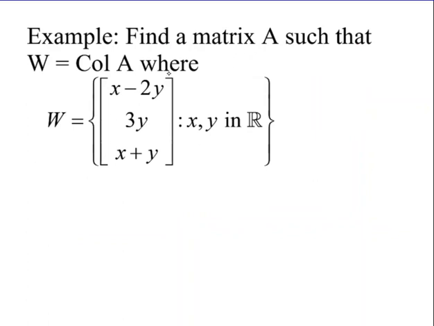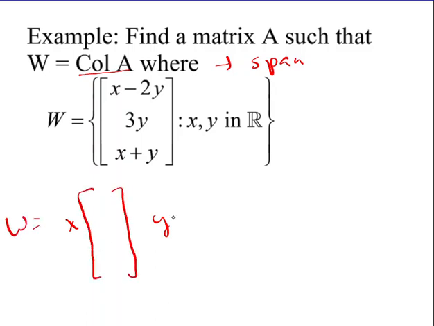So find a matrix A such that W is made up of the columns of A. So basically, what is the span? How do we break those apart? Well, what two variables do we have? Well, the two variables that we have are X and Y. Okay, so W is made up of those two variables, X and Y.